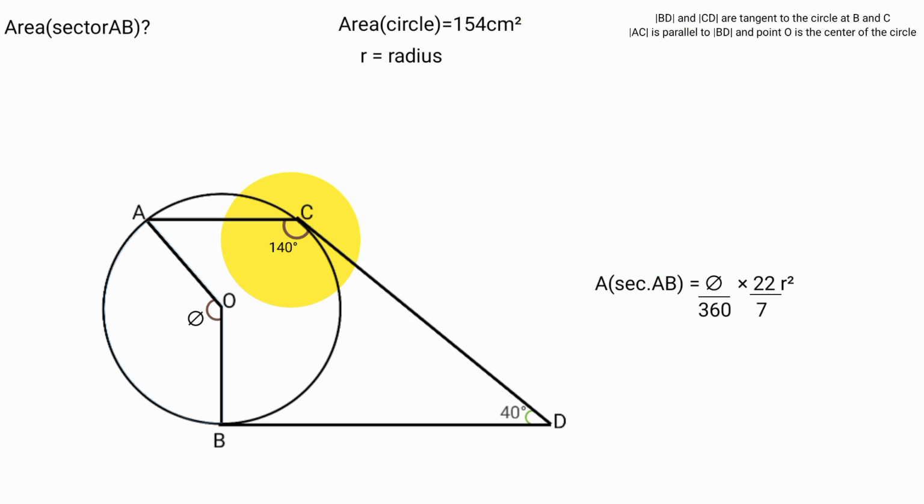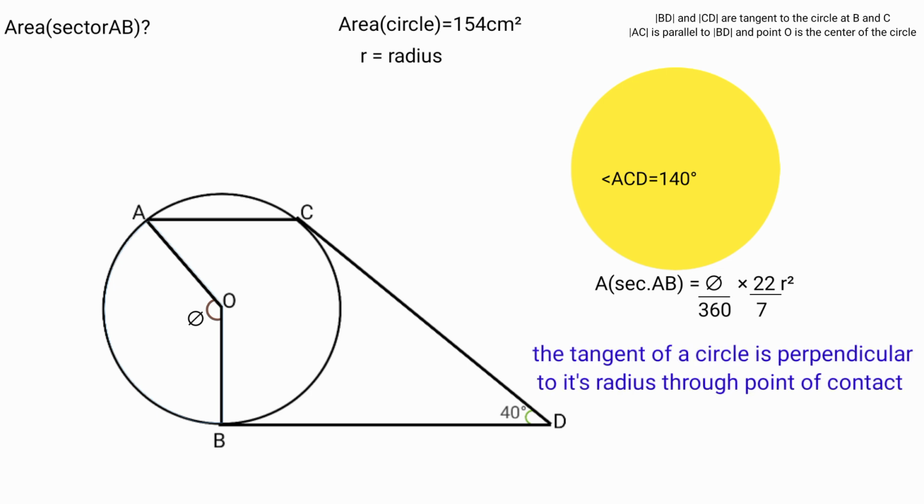Now let's take it out and write it here, so we can have a clear space to continue solving. So angle ACD is equal to 140 degrees. Now based on the property of a tangent, we know that the radius of a circle is always perpendicular to its tangent through the point of contact.